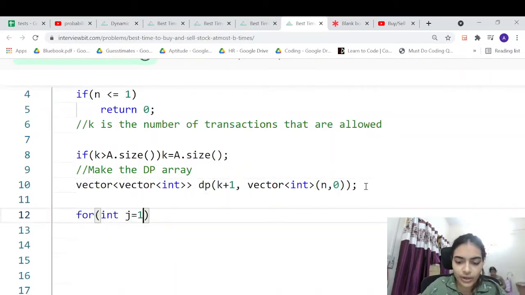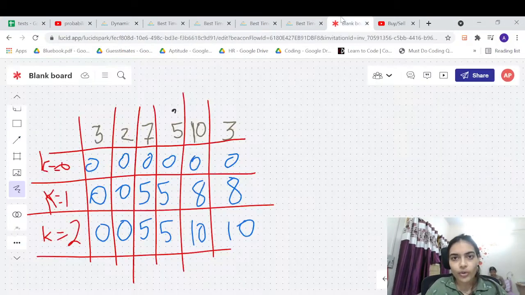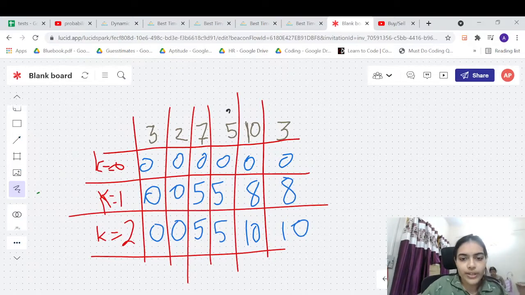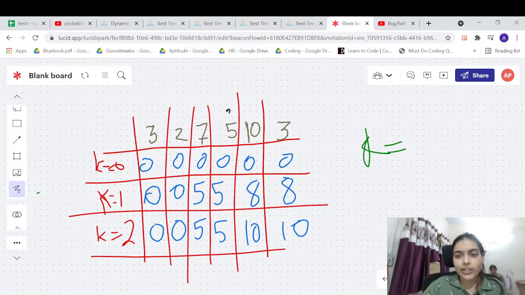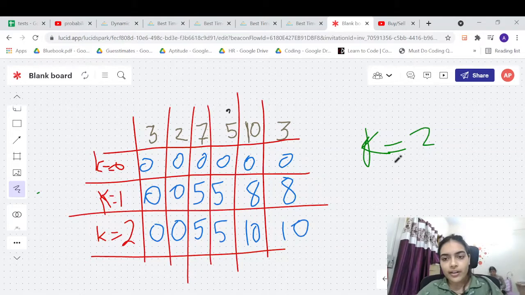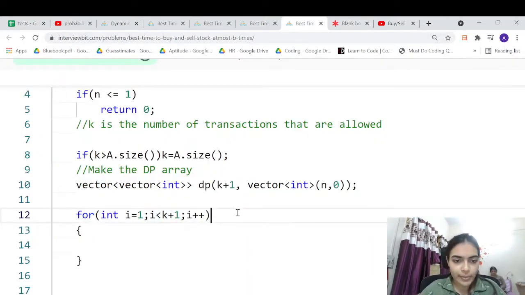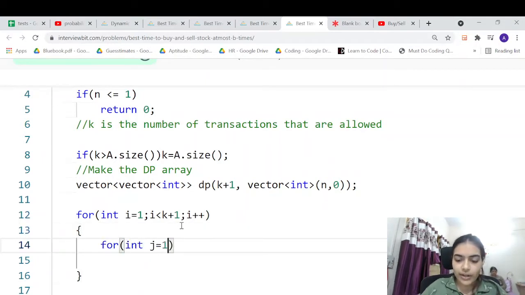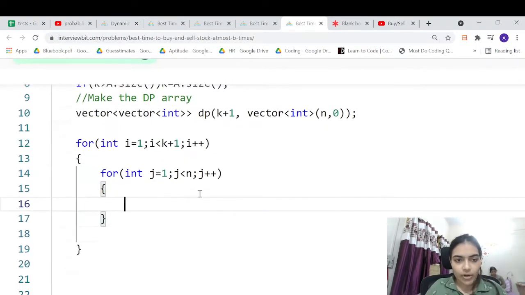So for int i equal to 1, i less than k plus 1, because i is your row, right? Row is equal to k plus 1 because k is starting from 0. So in our case k is equal to 2, that means you have 3 rows, 1 2 3 rows. So that is why we should go from i equal to 0 to k plus 1. Now let us fill the column. So for int j equal to 1, j less than n, j plus plus. Let us fill the column value.